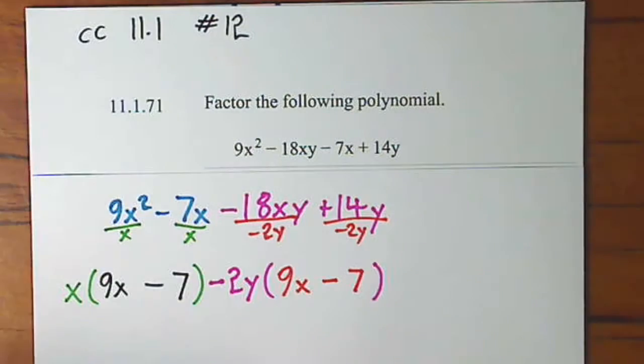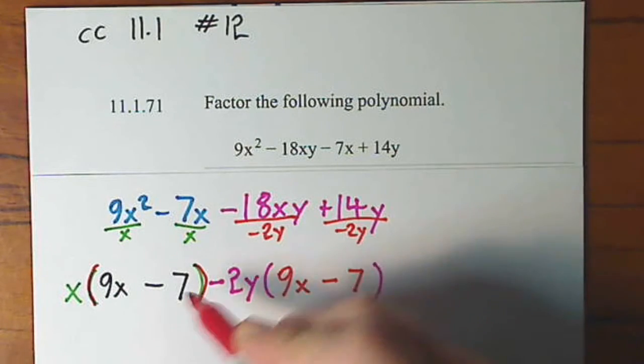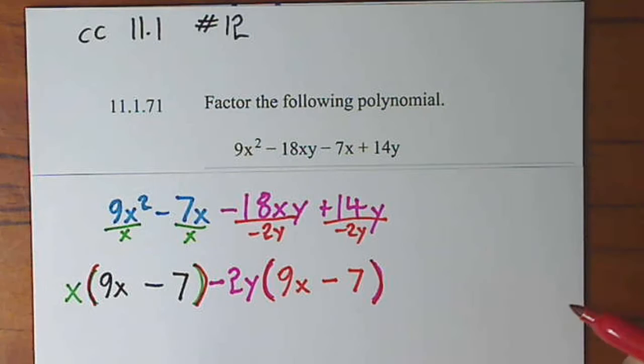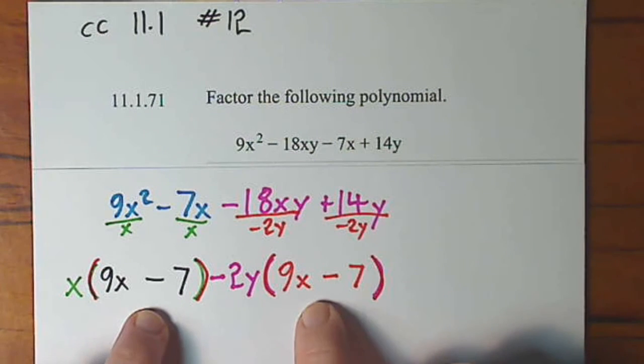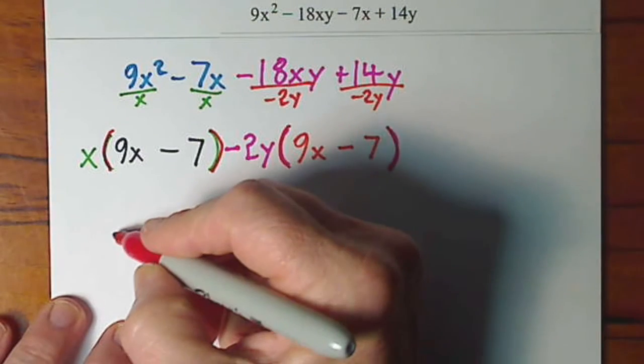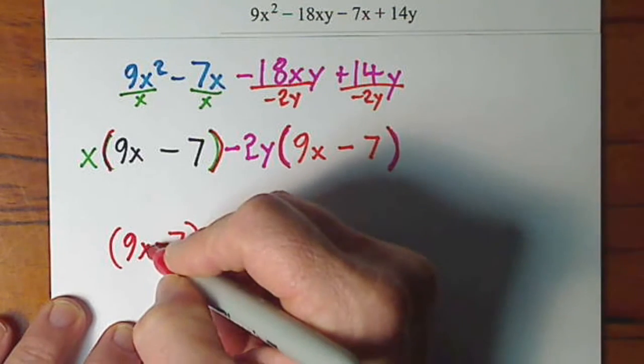So notice inside this set of parentheses I have 9x minus 7. Inside this set of parentheses, 9x minus 7, that's my common term. I'm going to factor it out. Okay, I got to push this up. So I'm factoring out 9x minus 7.